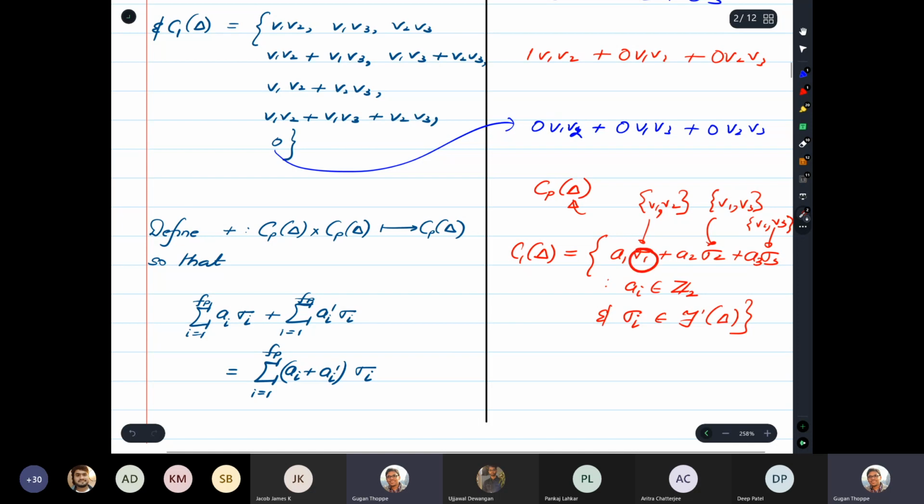Okay, this set is made up of these two vertices V1, V2, right? And when I write V1, V2 over here, this actually represents the formal sum 1 V1, V2, 0 V1, V3, 0 V2, V3. So you can alternatively interpret this as 1 sigma 1 plus 0 sigma 2 plus 0 sigma 3, where sigma 1, sigma 2 and sigma 3 are as we defined over here. Does that answer your question, Deep?